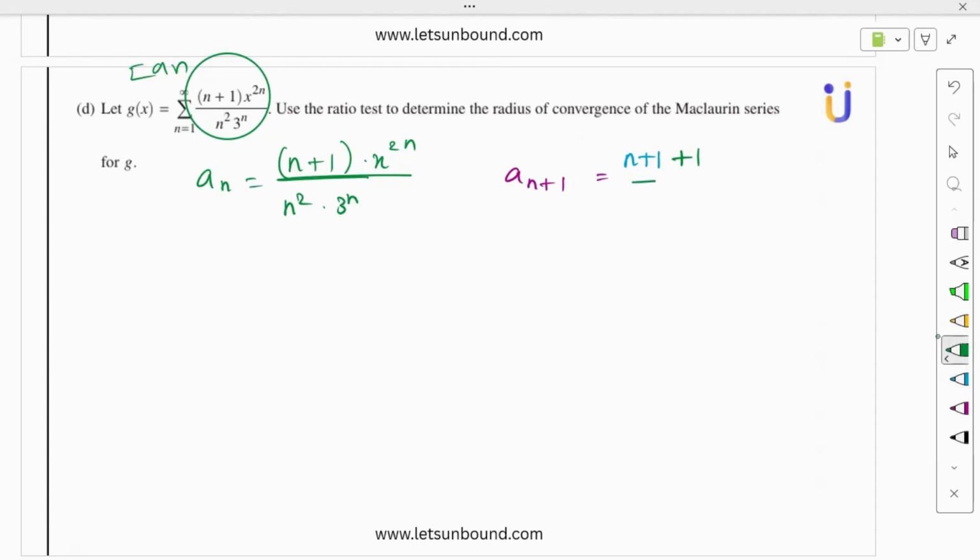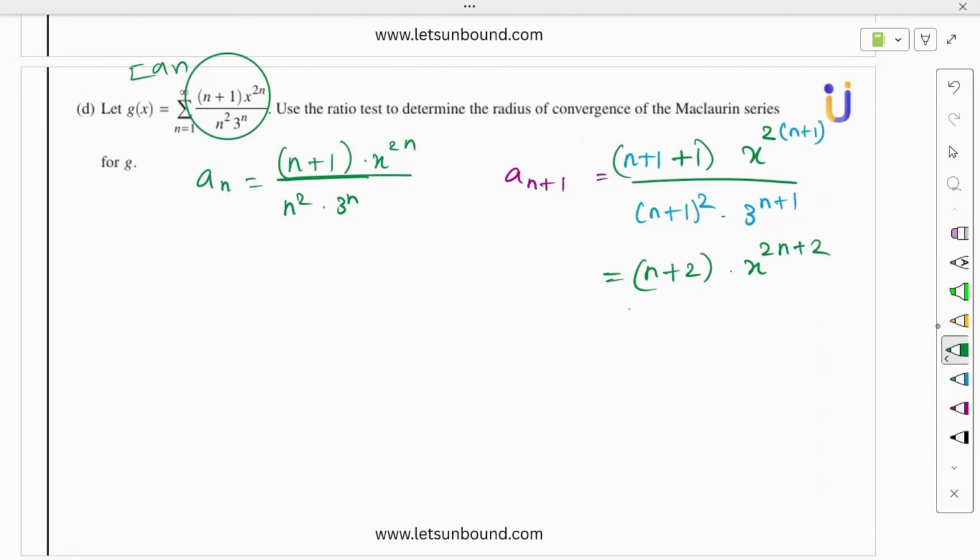Then divided by x power 2, into, use the bracket and put n plus 1. And n square will become n plus 1 the whole square. 3 power n becomes 3 power n plus 1. So do it carefully and simplify it: n plus 2 into x power 2n plus 2 divided by n plus 1 the whole square, 3 power n plus 1.